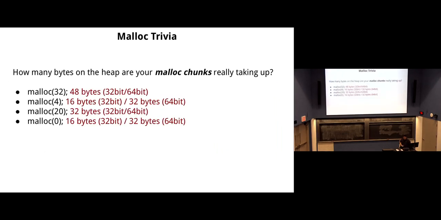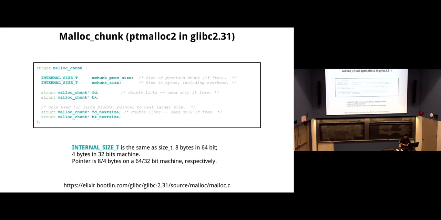So this is the definition of the malloc chunk in the C library I'm using. You can say this is a header. A chunk like this one doesn't really have the data part, it only has meta information here. The first one is called mchunk_prev_size. For 32-bit, this is 4 bytes, the same as size_t. The second one is the size of this chunk, including the buffer and also metadata.